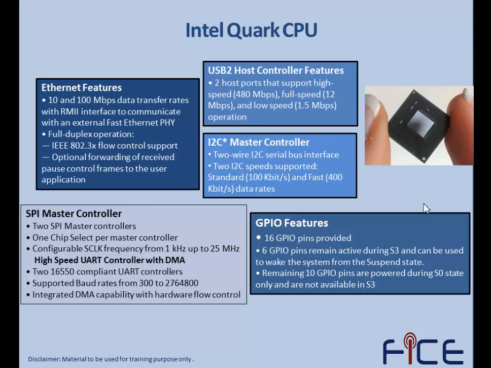There is a dedicated SPI master controller, so we have 2 SPI master controllers, and that has a programmable baud rate also. We have a dedicated UART that supports a programmable baud rate. Baud rates range from 300 to 2764800, and we have the capability of DMA. So most of the time, if the CPU is busy, DMA can take charge of that. And also we have GPIO features. An I2C master controller is there. So this is in a nutshell what the Intel Quark CPU is.